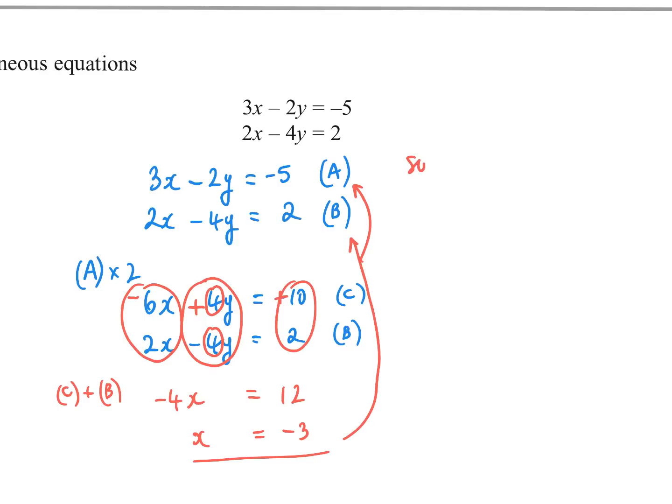So we sub in A, and we'd have 3 lots of negative 3, because that's what x was, minus 2y equals negative 5, then gives me negative 9 minus 2y equals negative 5. Again, if you don't like the look of that, just times everything through by negative 1, i.e. times both sides by negative 1.